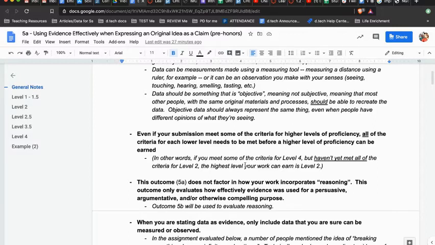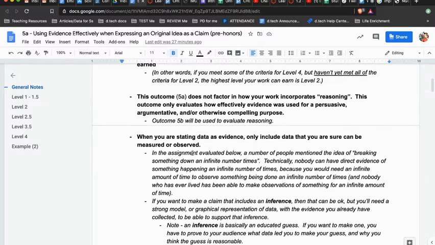That's an analogy. So last general note, when you're stating data as evidence, really make sure that you're only including data that you are sure can be measured or observed. Some of you in this first assignment mentioned certain things that were not observable. They weren't things that another scientist could go and do and repeat. And so that's a hallmark of data. Repeatable data is that another scientist could go do that and verify, I got the same thing. So you must be right. I should agree with you and your claim.